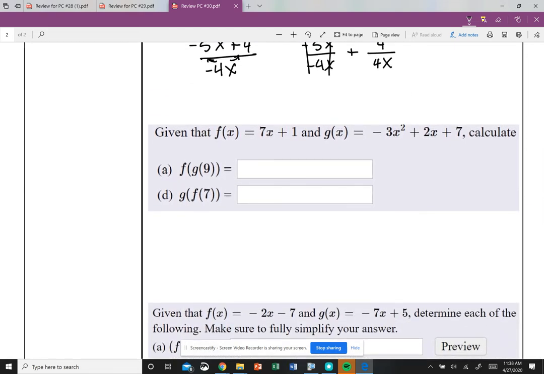Okay, this is composition of functions. So here, this means take the 9, plug it into G, and then take that and plug it into F. Okay, so we're going to take our G function and plug in the 9. So we've got -3 times, every time I see an x, I put parentheses 9. So x squared plus 2 parentheses 9 plus 7.